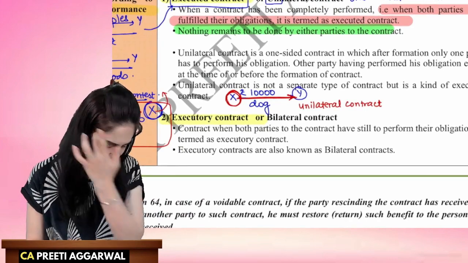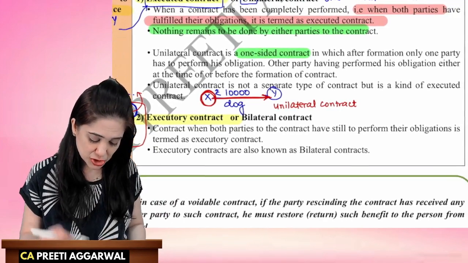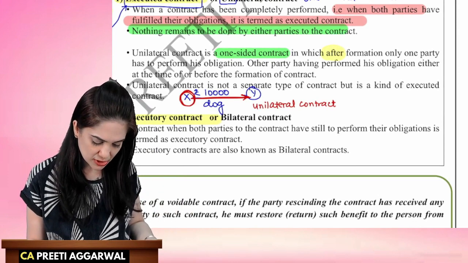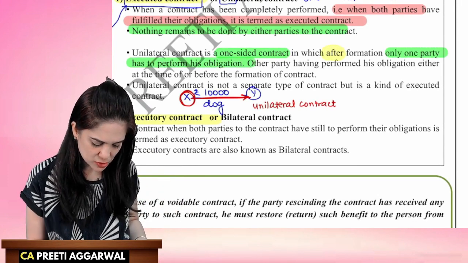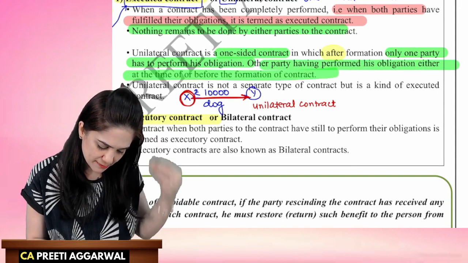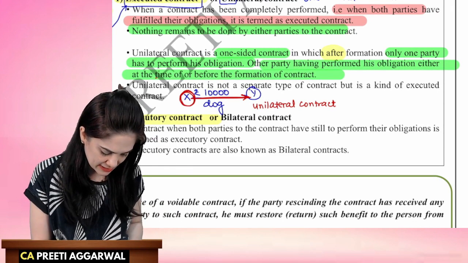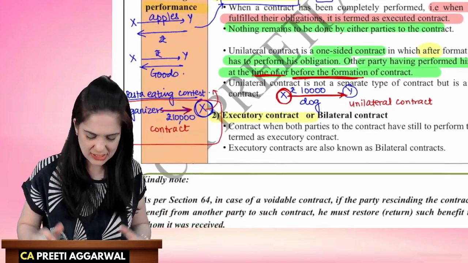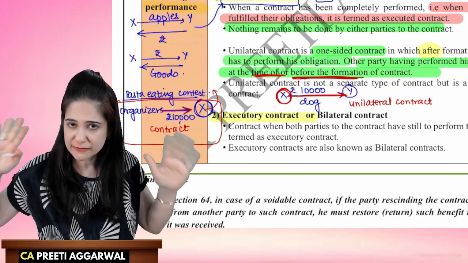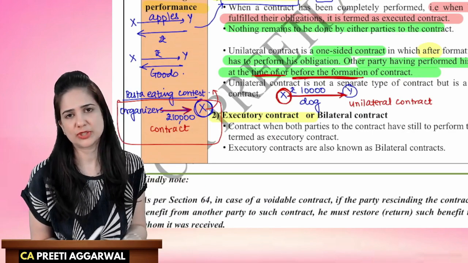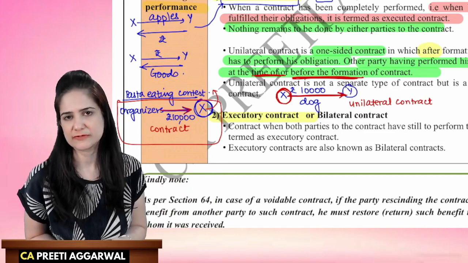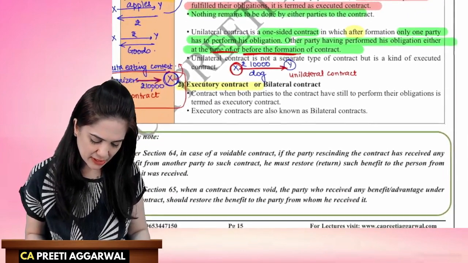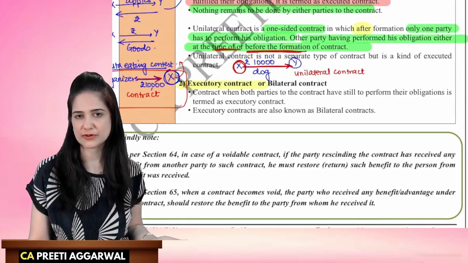So unilateral is actually a one-sided contract in which, after formation, okay, after is the keyword, only one party has to perform his obligation. The other party has already performed his obligation either at the time of or before the formation of the contract. In my example, in both these examples, the party had already performed his obligation before. But if at the time of formation I gave the goods, but you will give me the money in the future, then that is also a one-sided contract. Unilateral is not a separate kind of contract. It's a part of executed contract.